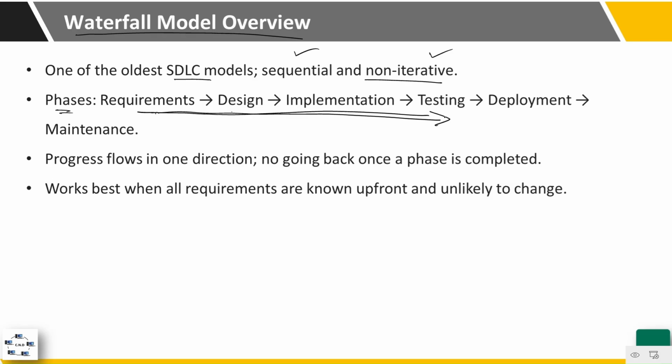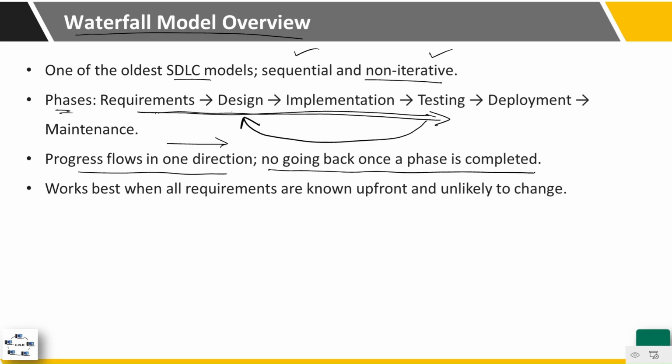But suppose at testing you discover that there is some issue with design, you cannot iterate or come back to that phase. So you can say this is a very rigid and non-iterative model. The progress flows in one direction, from start to end, and there is no going back once a phase is completed. So you cannot go from development back to testing. It works best when all requirements are known upfront, at the beginning, and the requirements are unlikely to change. These are important points to consider and remember.